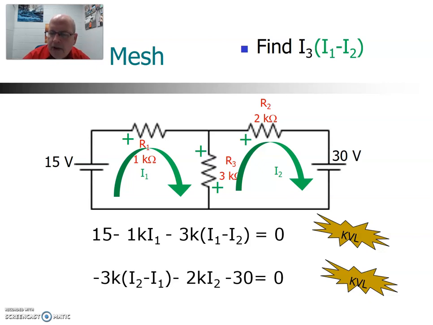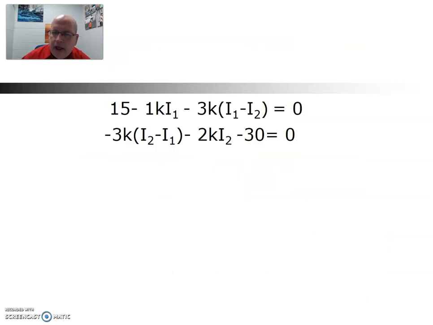Notice when we're doing these mesh equations, the first equation with that common resistor, we said the current is I1 minus I2, because that's the way we assign the polarity markings. When we did the second equation, we assigned the polarity markings based upon I2, so we say it's I2 minus I1. Once you have those equations, then you just have to collect your terms and rearrange those, so I1 is first and I2 is second, and your constants are on the right-hand side.